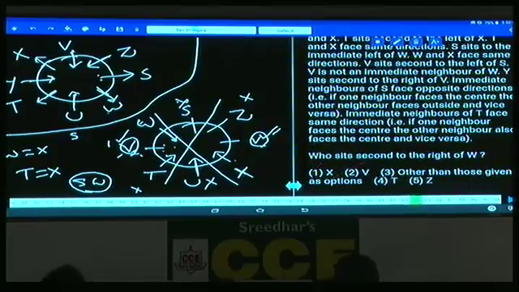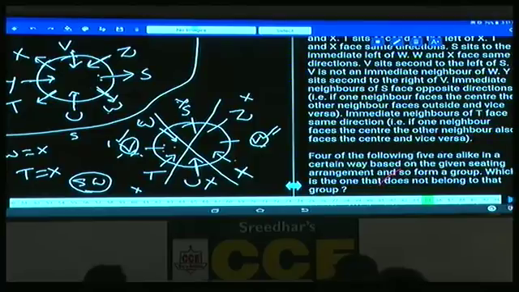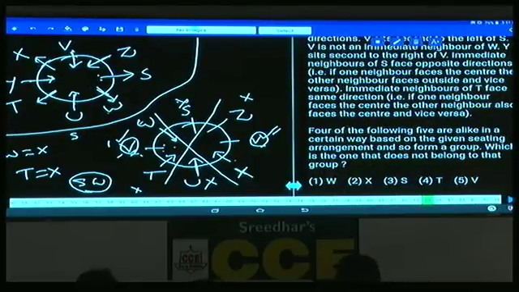Question 84: who sits second to the right of W? T sits second to the right of W, that is choice 4. Then question number 85: four out of the following. W is facing away, X is facing away, S is facing away, T is facing away, and V is facing the center. Except V, the remaining four persons are facing away from the center, and V is facing towards the center.